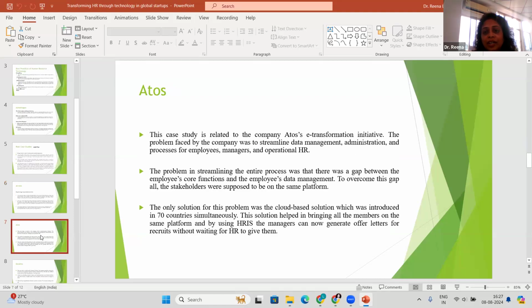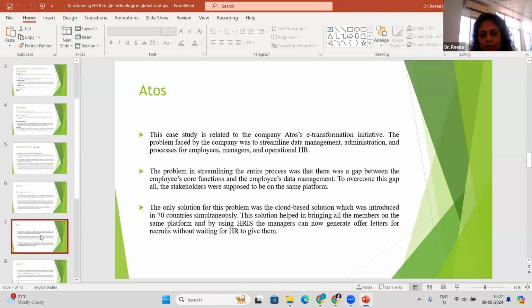This case study is related to the company's Atos e-transformation and initiative. The problem faced by the company was to streamline data management, administration, and process for employees, managers, and operational HR. The problem in streamlining the entire process was that there was a gap between the employee's core function and employee's data management. To overcome this gap, all the stakeholders were supposed to be on the same platform. The only solution for this problem was the cloud-based solution.